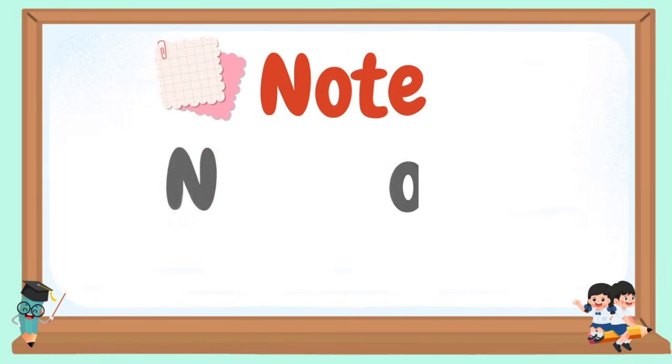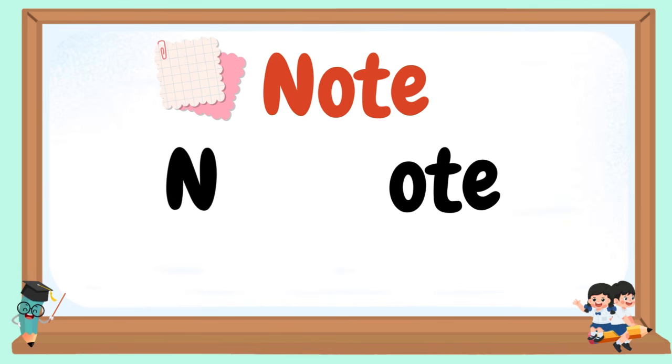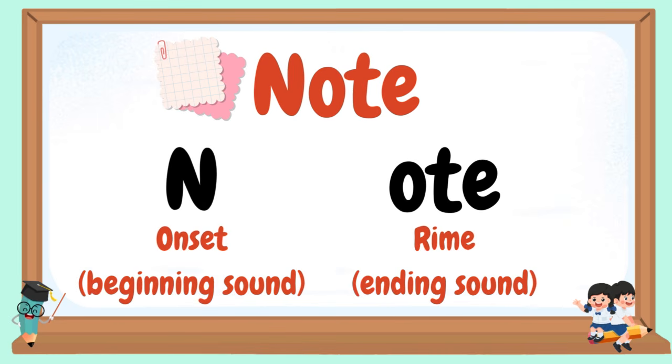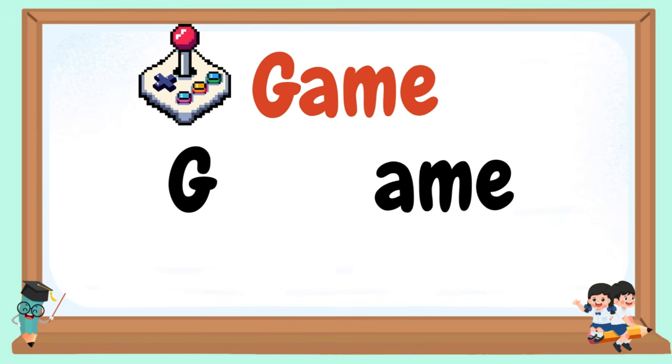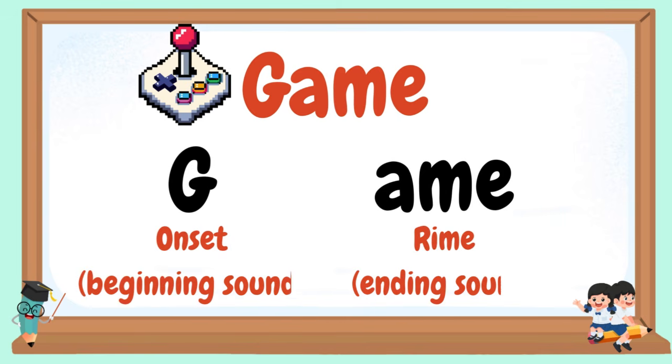Note. N, ote. N, onset or beginning sound. Ote, rhyme or the ending sound. Game. G, ame. G is the beginning sound. Ame is the ending sound.